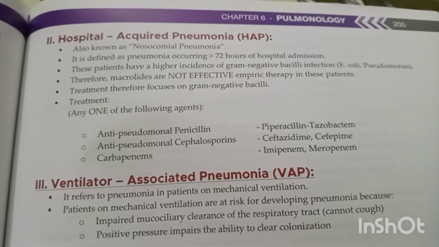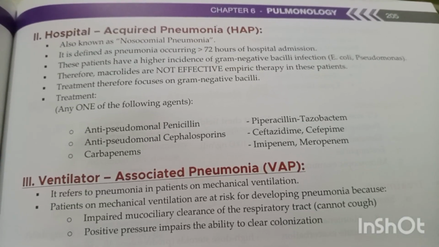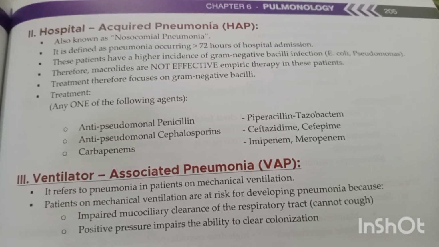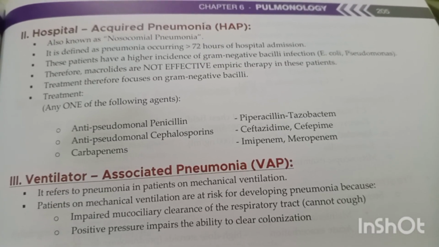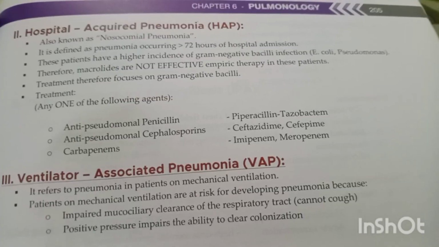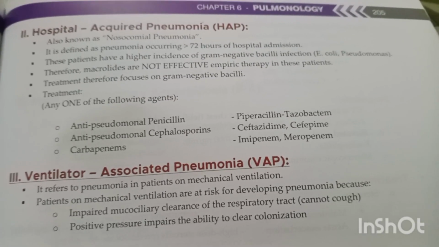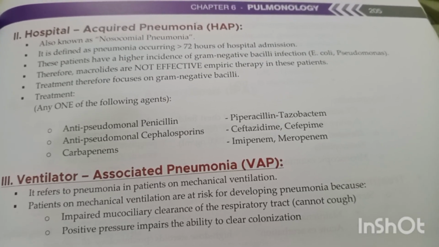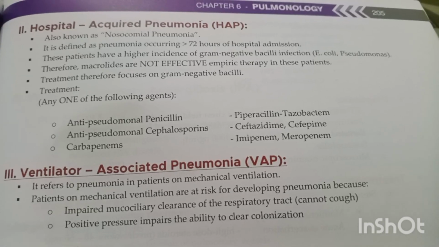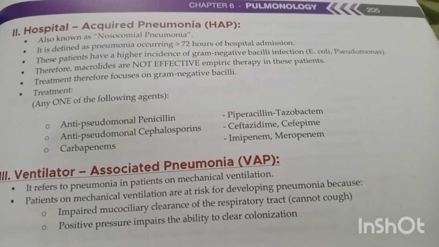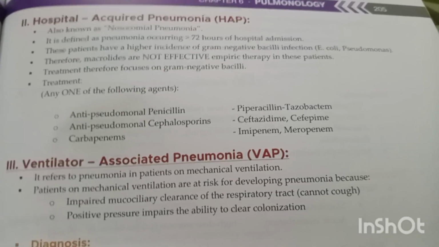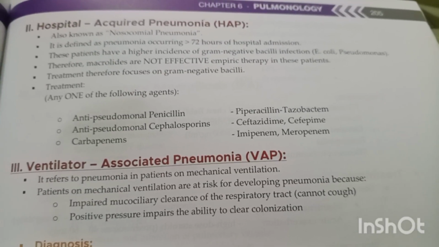These patients have a high incidence of gram-negative infection, that is Escherichia coli and Pseudomonas. So the treatment we give is anti-pseudomonal penicillin, that is piperacillin-tazobactam, which is effective against Pseudomonas. We give anti-pseudomonal cephalosporins, that is ceftazidime and cefepime, or imipenem and meropenem. We give carbapenems that are obviously effective against Pseudomonas aeruginosa.